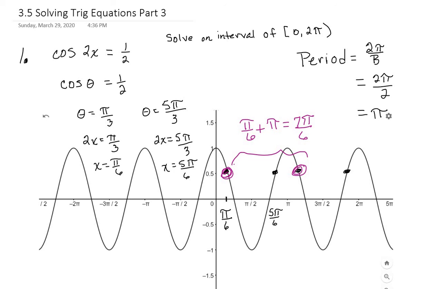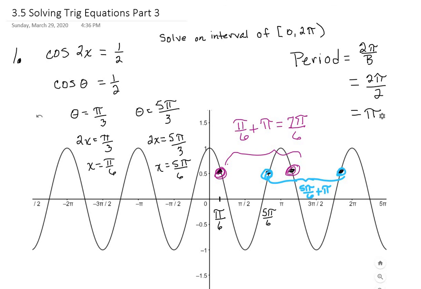And then to get from this point to this point, that is going to give me 11 pi over 6. So my 4 solutions are pi over 6, 5 pi over 6, 7 pi over 6, and 11 pi over 6.